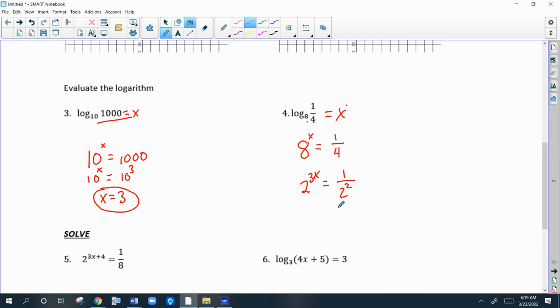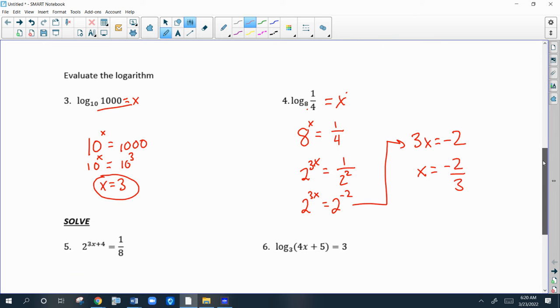Now we have to get them to the same level. So 2 to the 3x. You can bring this 2 to the second up, make it 2 to the negative second. So now we just set the exponents equal to each other because we have the same base. 3x equals -2. Divide by 3, and it's that easy. So the log base 8 of 1/4 equals -2/3.